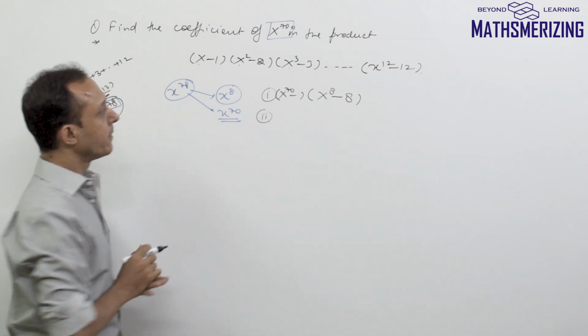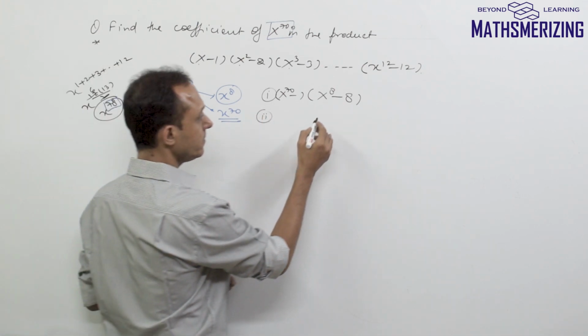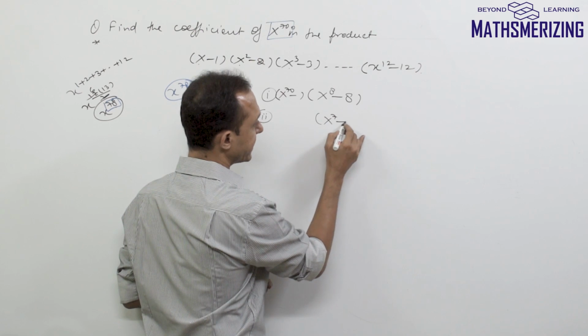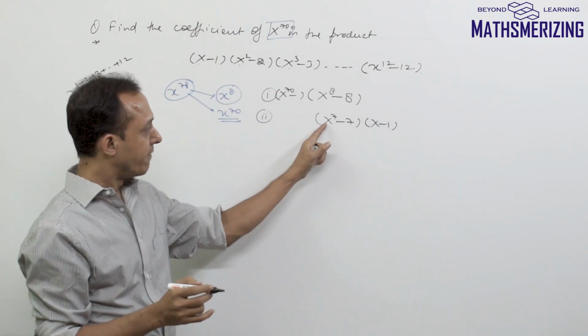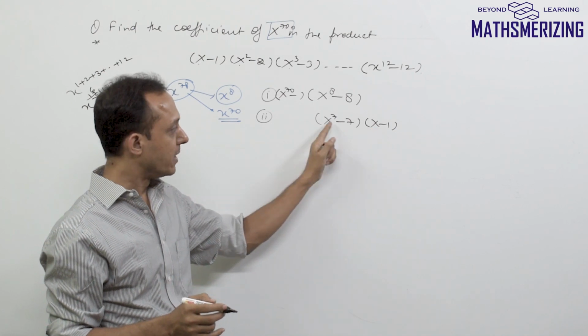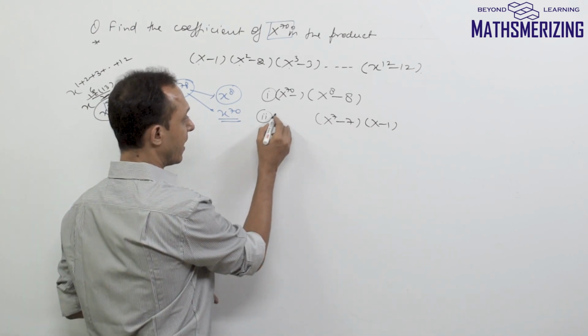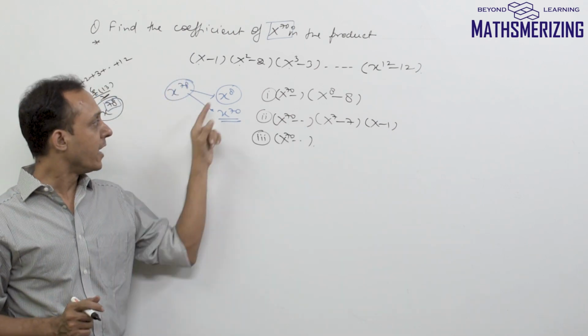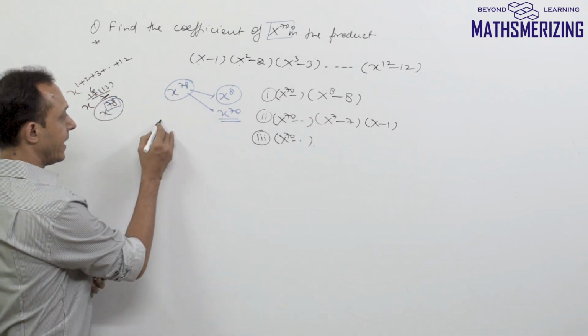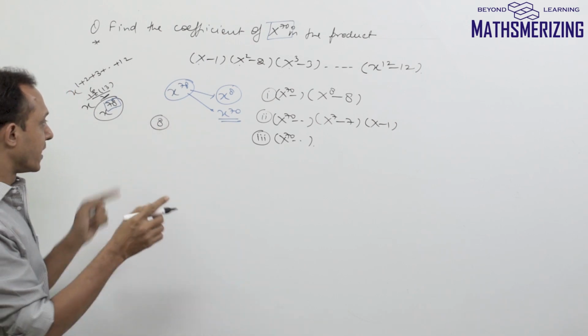Another way of doing it can be, if I take x to the power 7 minus 7 and I'll take x minus 1. So 7 into 1 is 8. So I'm leaving behind 8, and then here I'll have x to the power 70 minus something. So I need to find in how many ways I can express 8 as a sum of distinct numbers.